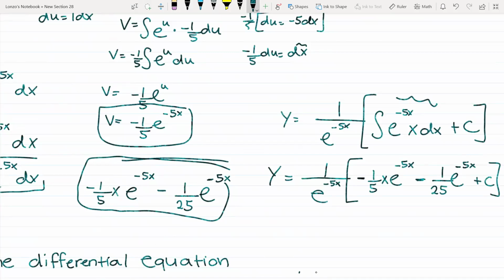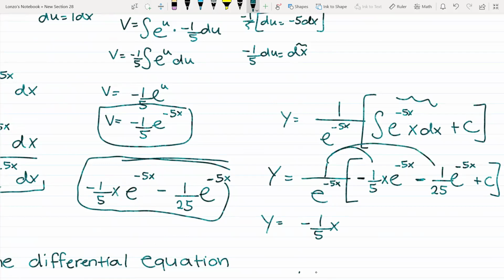Okay, and then you should just FOIL it out. So what's this times this? It's just going to be y equals negative 1/5 x, right? The e to the negative 5x cancels, so you're just left with x and then negative 1/5. And then what's this times this?